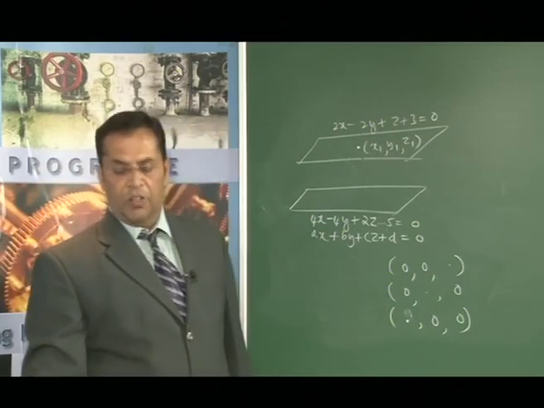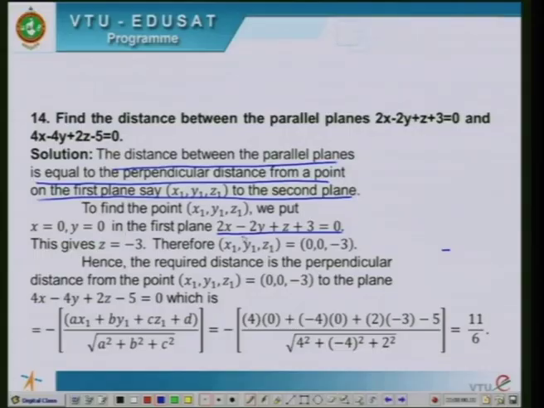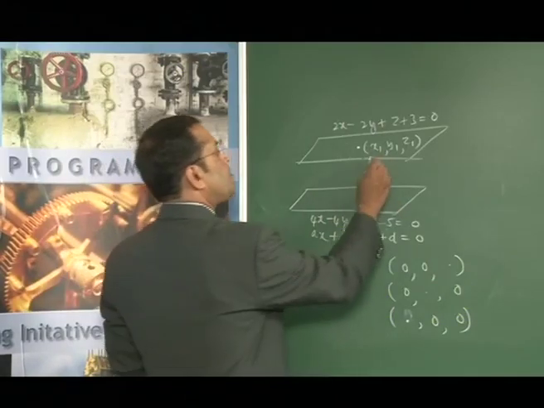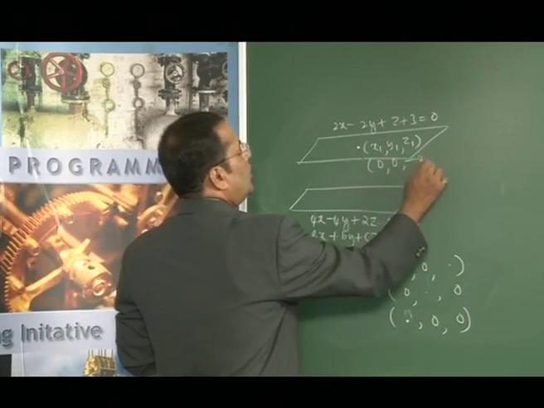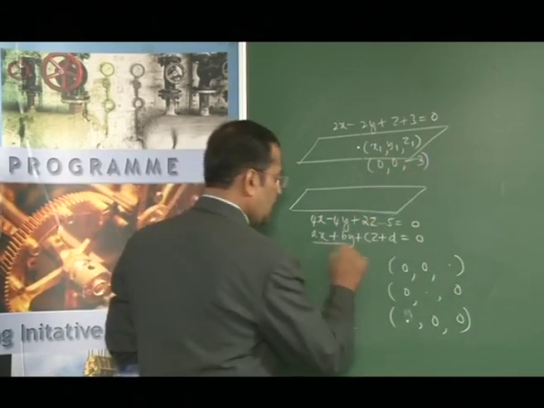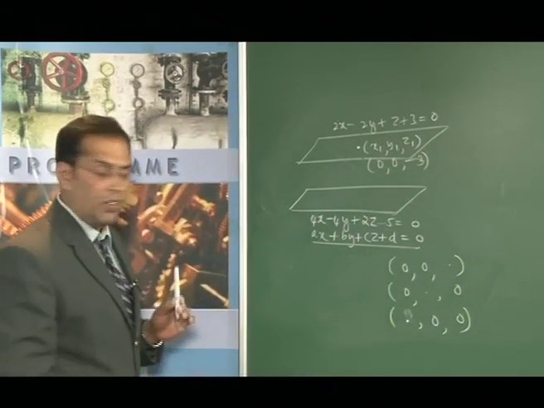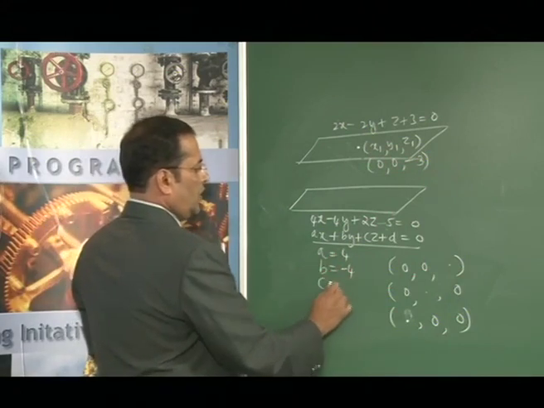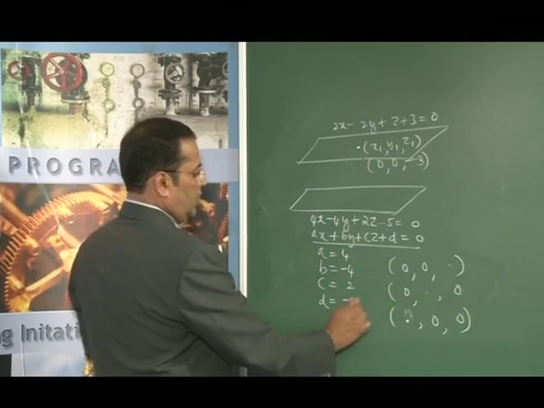So, by taking x equal to 0, y equal to 0, we get z equal to minus 3, which gives you the point x equal to 0, y equal to 0, and more importantly, z equal to minus 3. So, take that as x1, y1, z1, which is fixed at 0, 0, minus 3. You have ax plus by plus cz plus d also, where a is 4, b is minus 4, c is 2, d is minus 5.